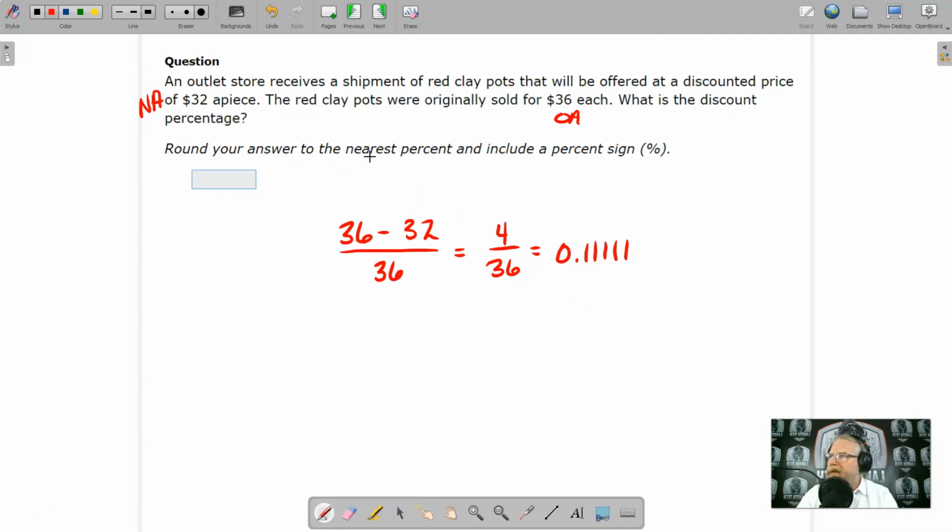Now it says to round to the nearest percent. So we move that decimal over 2 places, and we would end up with 11.111%. We want to round to the ones place here. Look to the right, 4 or less, let it rest. So this 11 is going to remain an 11. Throw a percent sign on the end. So our answer is 11%.